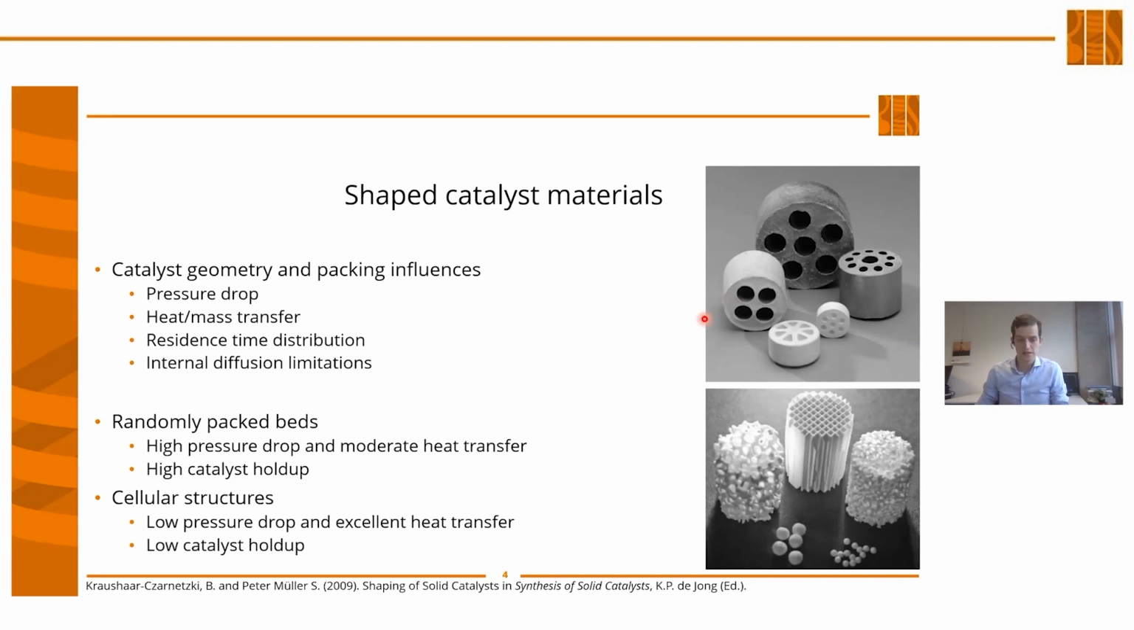Then at the other end, we have the cellular structures. So you see them below here, very open structures. So the pressure drop is low. Often these structures have a backbone of metal or of a very conductive ceramic. So the heat transfer is very good. But because the catalyst is then coated on this inert support, the holdup is very low.